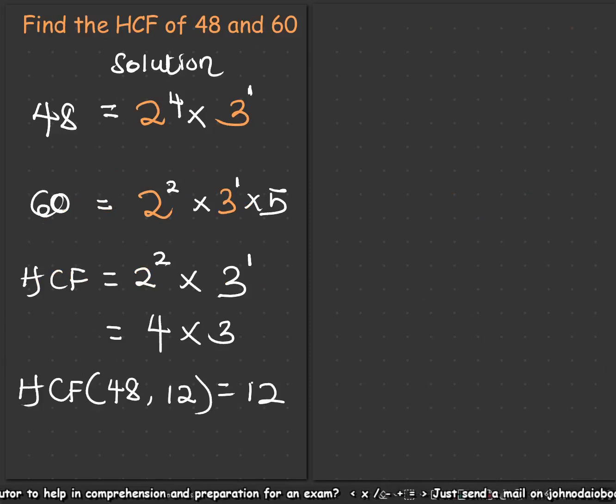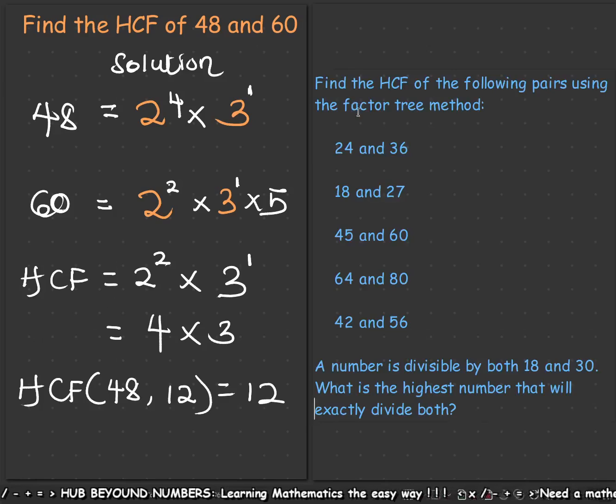So that will be it for this lesson, and I would, as usual, leave some exercises you can use as your try work just to test your understanding. So you have these here. It says find the highest common factor of the following. So you have them here. You can try. That is 24 and 36, 18 and then 27 and then all this. Then the second one says a number is divisible by both 18 and then 30. What is the highest number that will exactly divide both? It still applies the same idea.